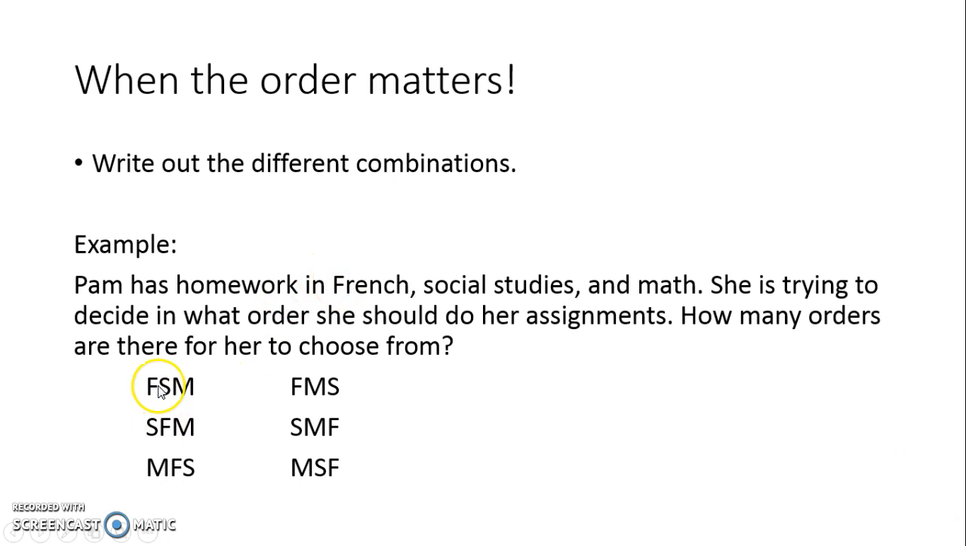French, social studies, math. That's one order that she could do things in, okay? You could also do French, math, and then social studies, so just flipping around the last 2, okay? Another combination would be if she started with social studies and then did French and math, or she could do social studies, math, and then French. And then here's the last 2: math, French, social studies, and math, social studies, French. So once you see that you have all the different combinations, that would be 6 different orders of doing her homework total. So 1, 2, 3, 4, 5, 6.